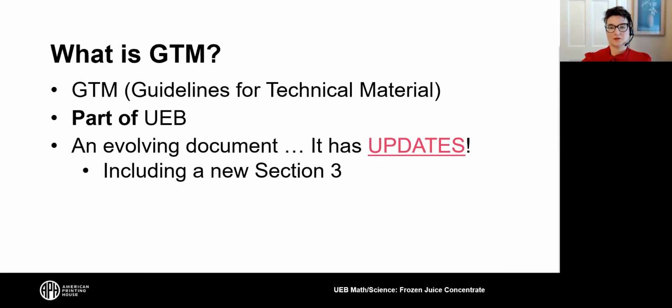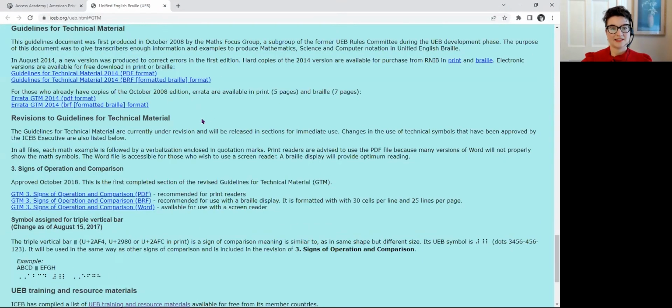The guidelines for technical material is in the continuing process of undergoing revision and improvement. On the website of ICEB, which is the International Council on English Braille, there's a section on guidelines for technical material, which includes some updates that you can download. Very important update is the section 3.